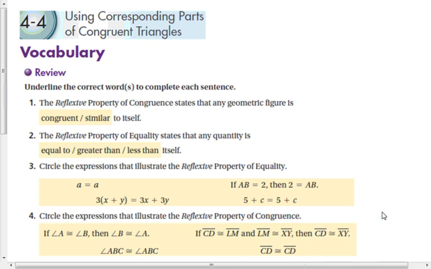Hey students, this is lesson 4.4, using corresponding parts of congruent triangles. We're going to learn how to prove that parts of two triangles are congruent if the two triangles are congruent. Go ahead and do this review and I'll check back with you.